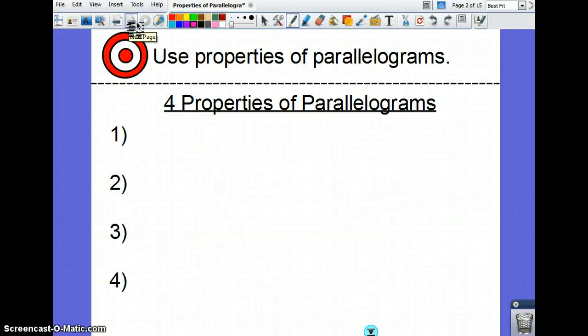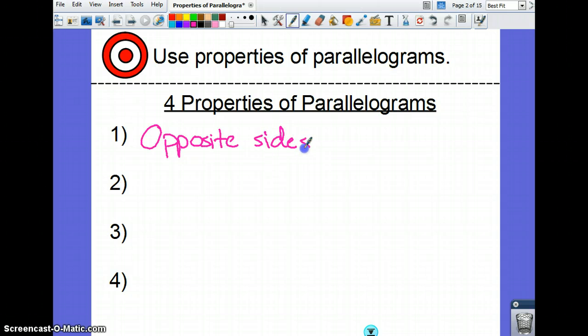Your four properties of parallelograms are going to be, first, opposite sides are congruent. So you want to see that in the picture. So here is a lovely parallelogram. That means that these opposite sides, let's do that first. So if I have this parallelogram here, these sides are opposite from each other, so they're going to be congruent. These sides are opposite from each other, so they're going to be congruent.